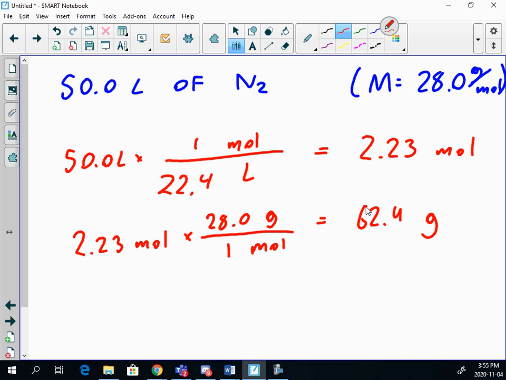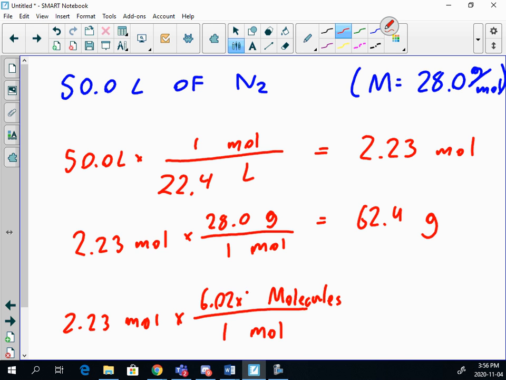And then for my last one, the number of molecules, I can again start with 2.23 moles. I can multiply by a conversion factor that goes away from moles and goes to a number of molecules. And I know that 1 mole is 6.02 times 10 to the 23rd molecules. So if I multiply out, I get my final answer, 2.23 times 6.02 times 10 to the 23rd, which works out to be 1.34 times 10 to the 24th molecules.